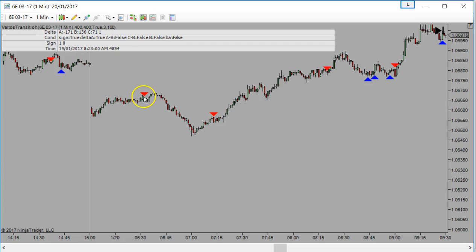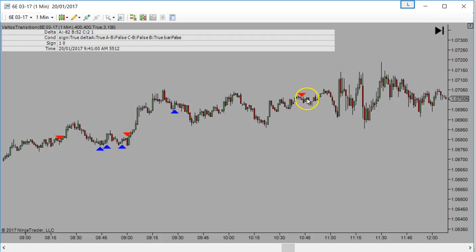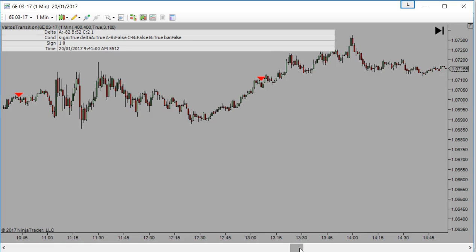This one's a little bit early, 6:30, but it worked out. This one, no. This one, no. These are kind of sideways. This one failed. That failed. This one sort of just ran into all this chop up there. I don't know what happened. I can't remember what happened on the 20th off the top of my head. That one didn't work out.